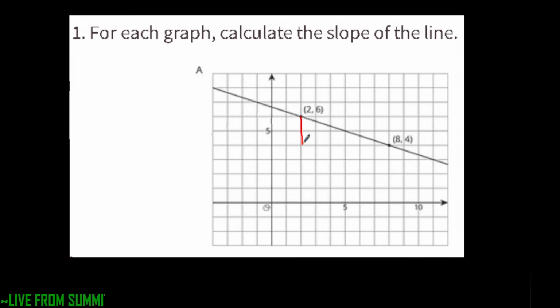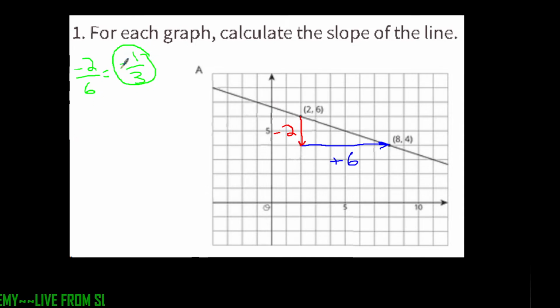So let's go, we move up, down, left, right. I would have to say this is minus 2. And this is plus 6. So I could write it as a fraction. I'm going to say my slope could be negative 2 over 6, which is the same as negative 1 over 3. So make sure you can reduce those fractions for yourself. That way you get those points.